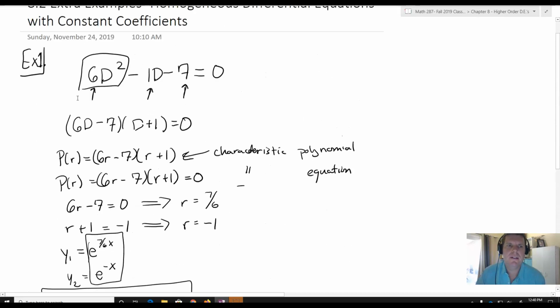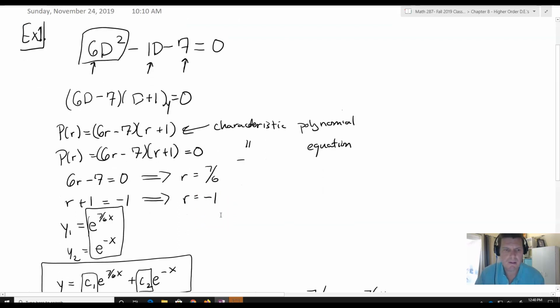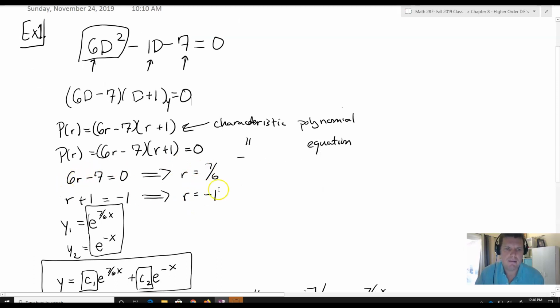What did we do? We went through, we said, okay, we're going to start here. We've got our differential operator. It's homogeneous, so it's going to equal 0. We'll put in a y right there. From there, we factored, because we had constant coefficients, we could do that factoring. Then we had our characteristic polynomial, which we turned into a characteristic equation, and then we solved for our r's, which are going to be the coefficients in front of the x term for each one of our powers of e. All right? And so hence, I got r equals 7/6, then r equals -1.